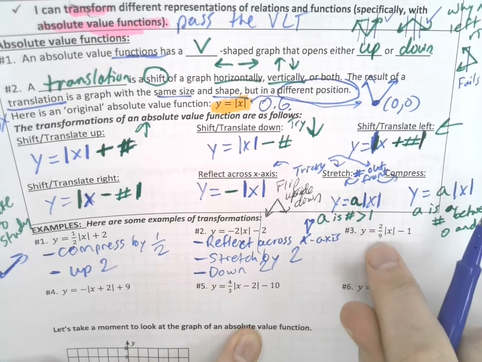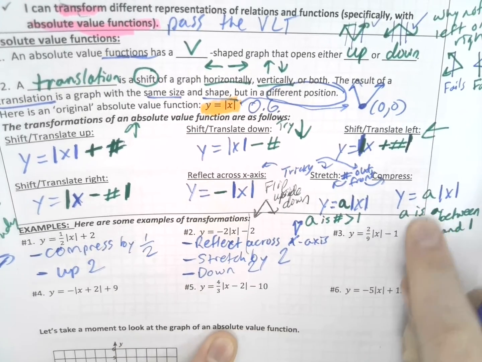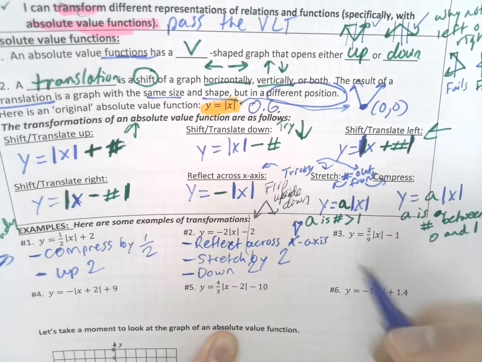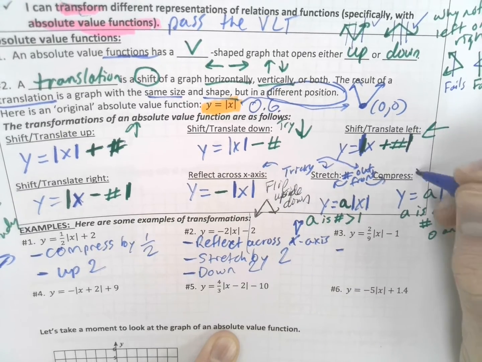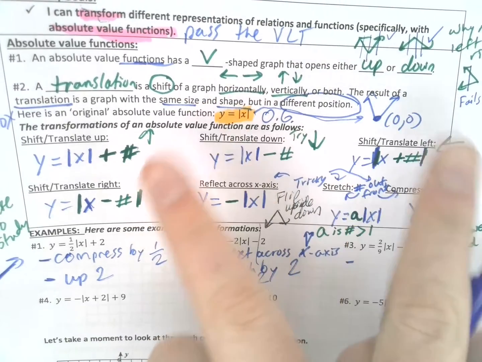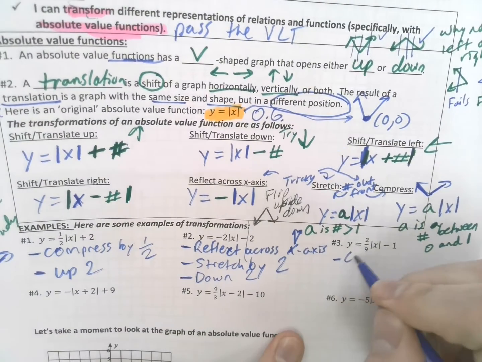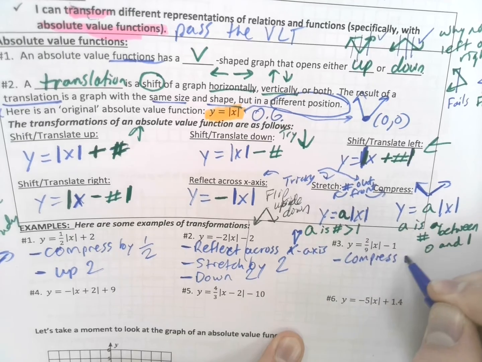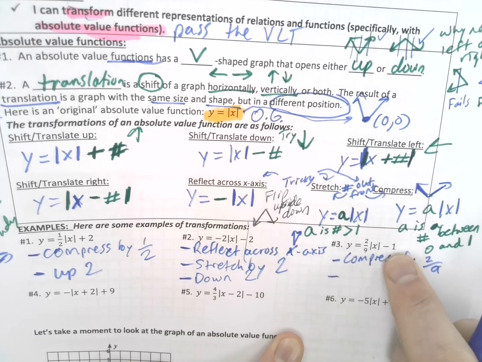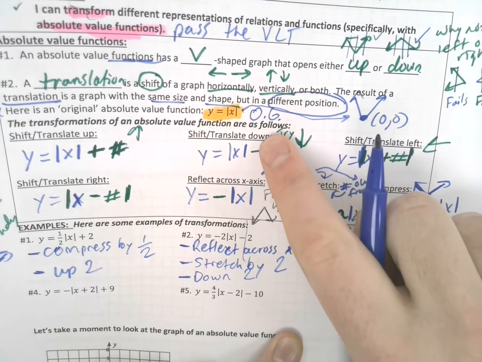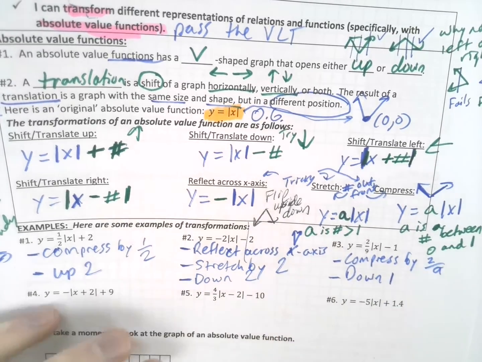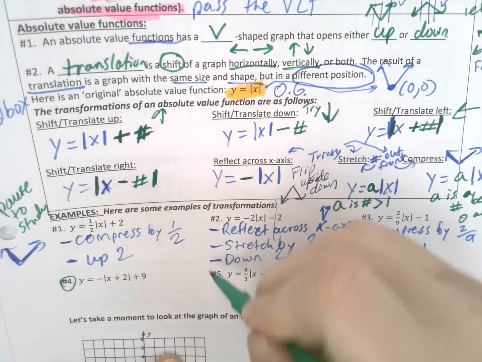Last one I'll do with you guys here, number 3. All right, we got a 2/9 out front. If you have a number out front that is between 0 and 1, which 2/9 is, we know we are compressing. You're making this graph wider. Kind of compresses it out like you're stomping on it. So compress by 2/9. And then we've got minus 1 at the end, which would be down 1.